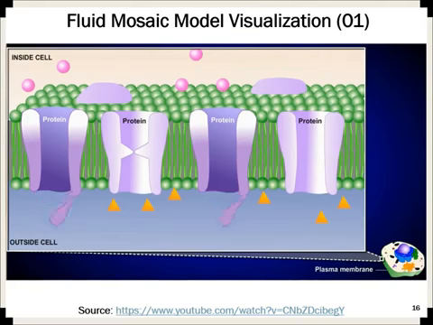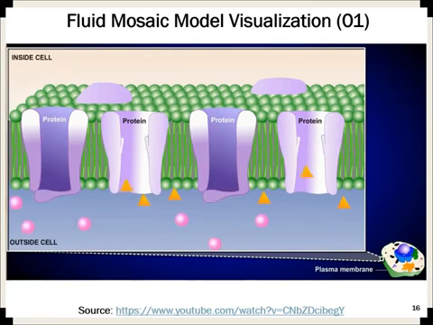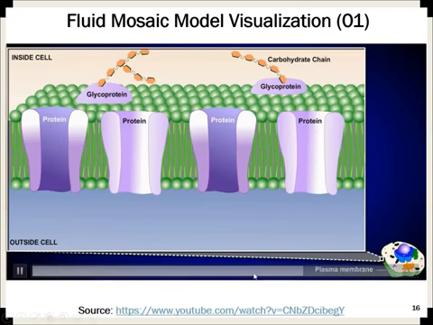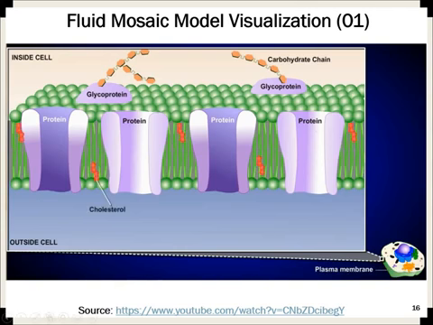Some are involved in the transport of substances across the membrane, while others help in cell-to-cell communication. Short chains of sugars are attached to the outer surface of some of these proteins, forming glycoproteins, which serve as recognition signals to other cells. Cholesterol is present in the membrane as well.